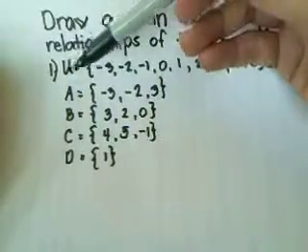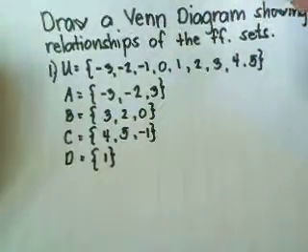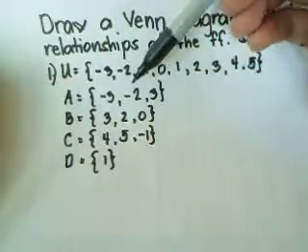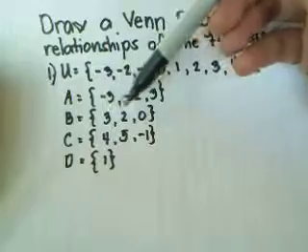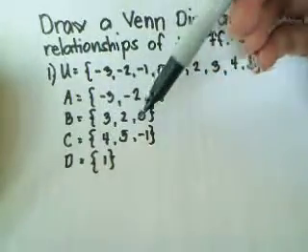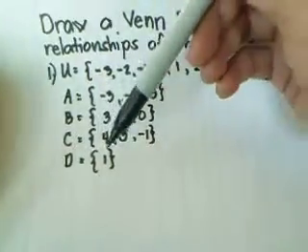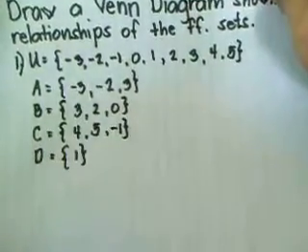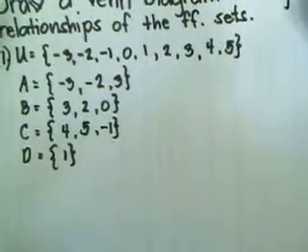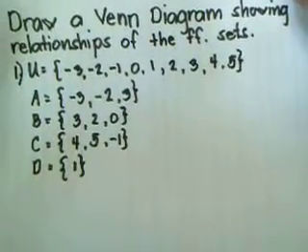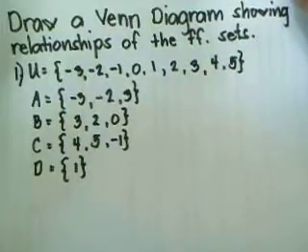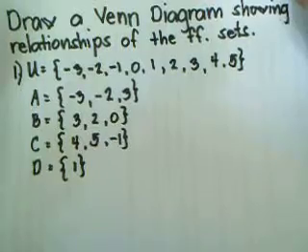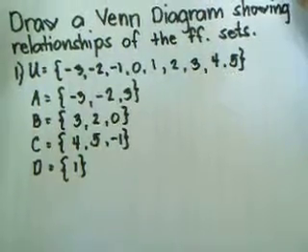Wherein sets A, B, C, and D are the subsets of U. And we have A: -3, -2, 3; B: 3, 2, 0; C: 4, 5, -1; and D, we have 1. So in order to draw or represent a Venn diagram with this problem, let us identify first what the elements of A, B, C, and D are.